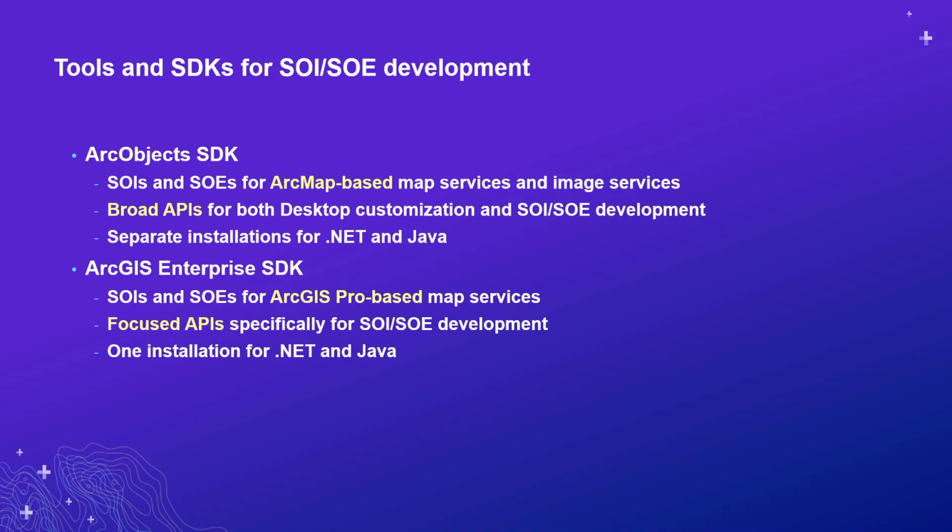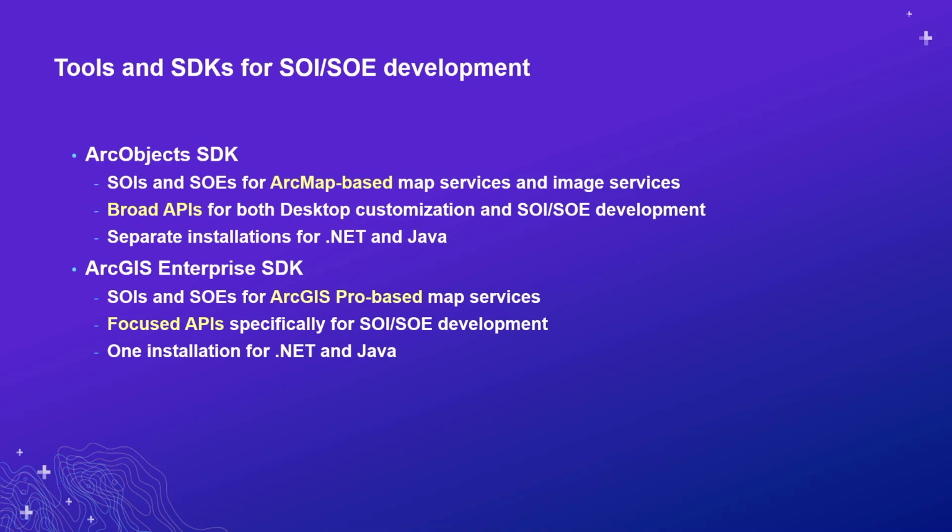Another difference is the APIs that these two SDKs provide. ArcObjects API is a broad API for both SOI/SOE development and desktop customization. This includes ArcMap add-ins, ArcGIS Engine controls, etc. So ArcObjects API contains lots of interfaces and classes that are not needed or supported for SOI or SOE, such as some UI elements and UI interfaces.